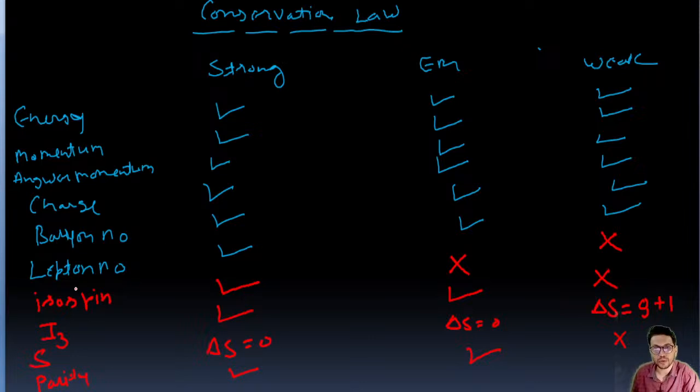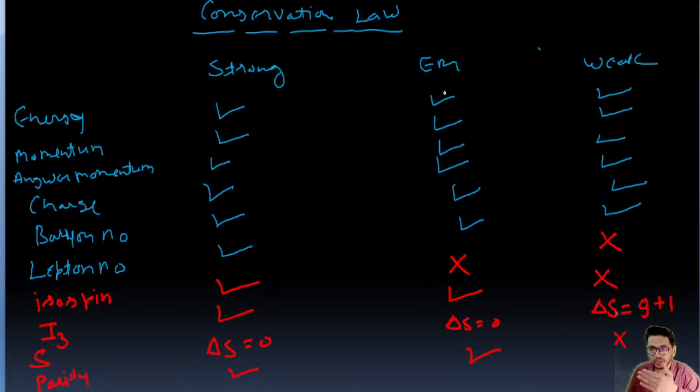Okay, baryon number, charge number, isospin I3, and S and delta S value should be 0. For strong interactions, we'll check one by one. We'll check energy, momentum, charge, baryon number, isospin, everything. If all are conserved and delta S value is 0, then that reaction is made of strong interaction.